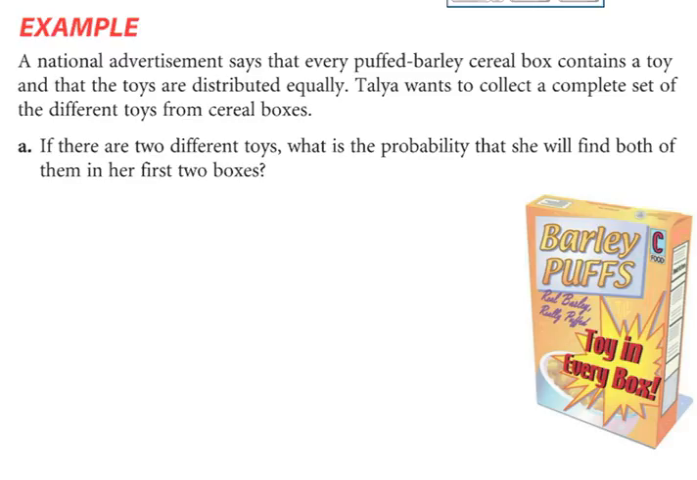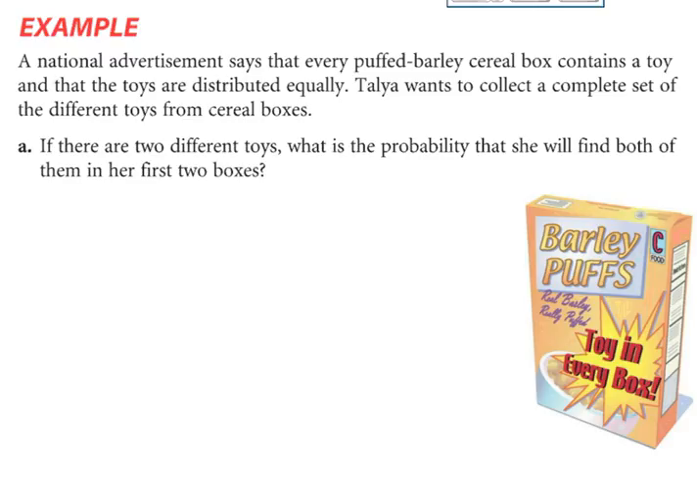first two cereal boxes. All right, so when we read this problem, we have to sort of break down the situation and understand what Talia is doing. She's trying to get both toys in her first two cereal boxes. So in a sense, she's getting a cereal box, she's taking the toy out, right? And the toy that comes out of that first cereal box, it could be the first, or it could be the second toy, either one. Once she has that first cereal box and the toy from it, she's going to get a second cereal box. And she's going to take the toy out of that cereal box. And it's going to either be the first toy or the second toy.